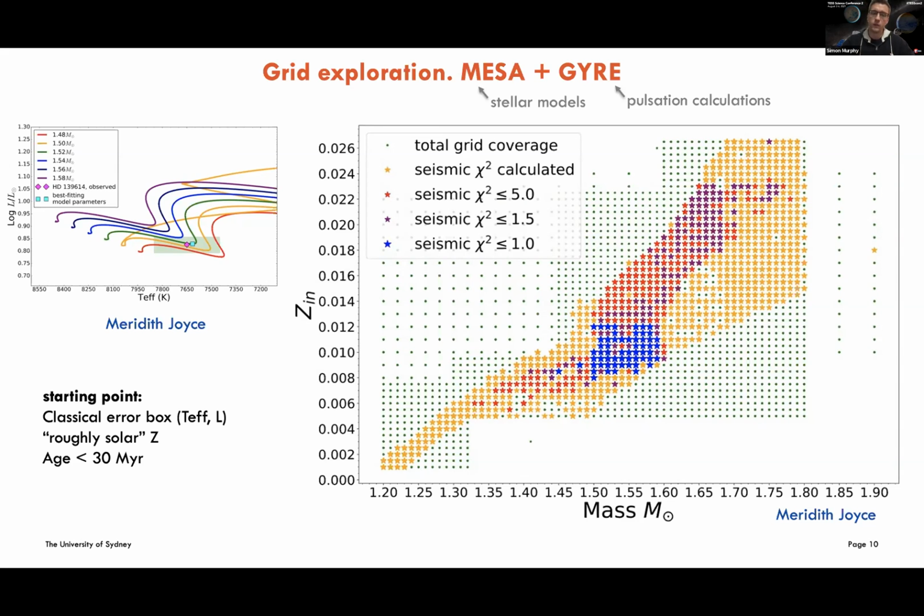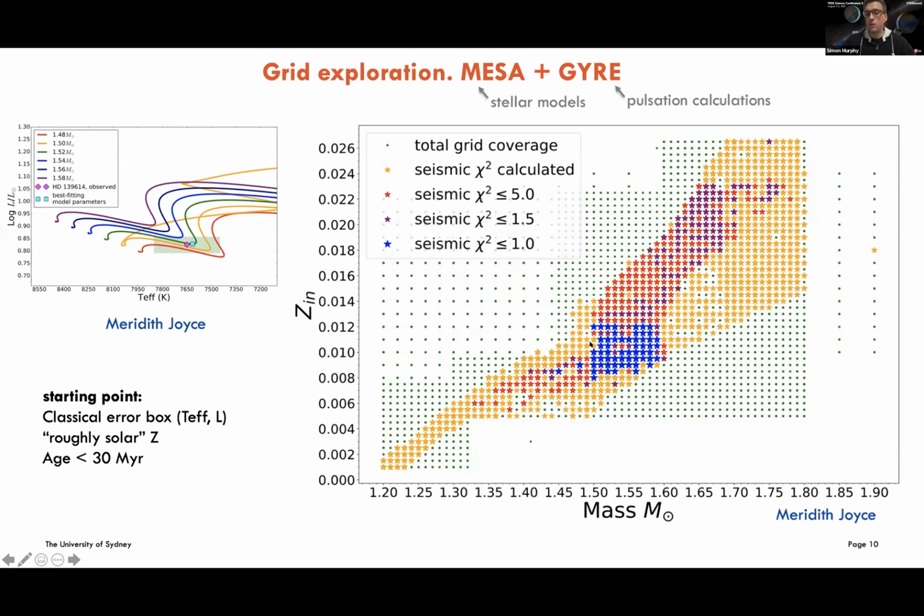And then the large panel on the right shows all of our models, and this is in the mass and metallicity plane. So each point here is one of the models calculated by Meredith Joyce. But actually each point's not representing only one model, because each point in this grid is evaluated at many different age steps, and also with different parameters for the mixing length alpha. And what's shown is the point in the stack that has the lowest chi-squared.